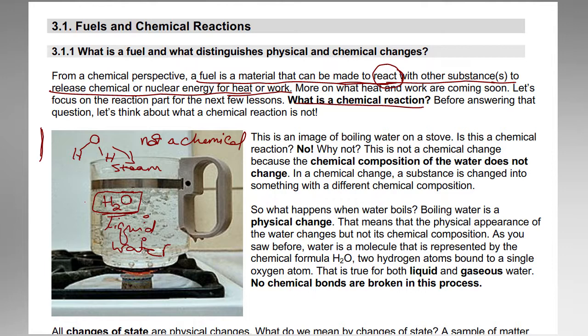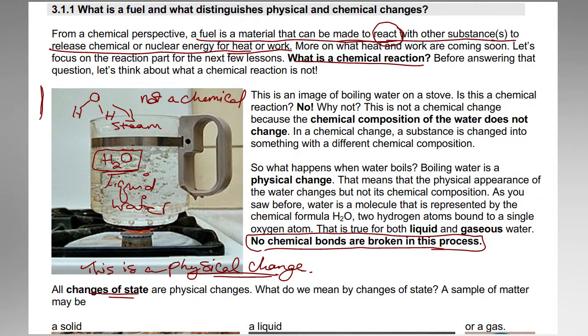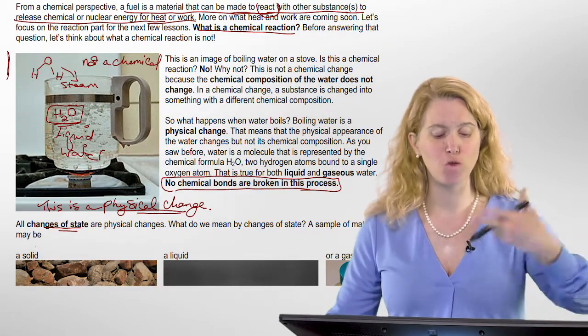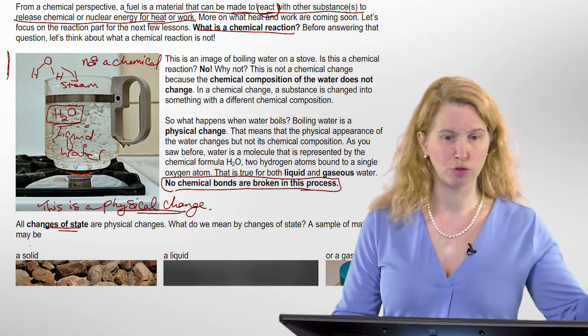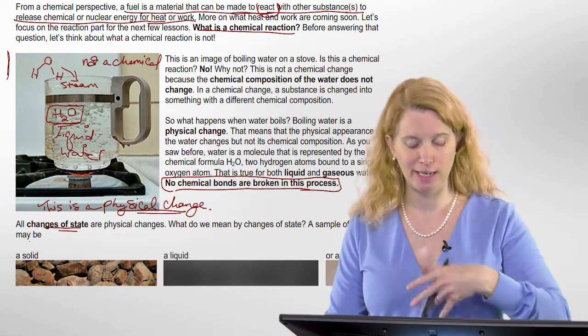So the important point is that in this boiling of water, no chemical bonds are broken. All of the chemical bonds that exist in the liquid water still exist in the gaseous water. So we call this a physical change. We call it a physical change because it's what we call a state change, a change of state. It's a change in which the form of matter, the state of matter, goes from being one thing, a liquid, to a different state, gas.